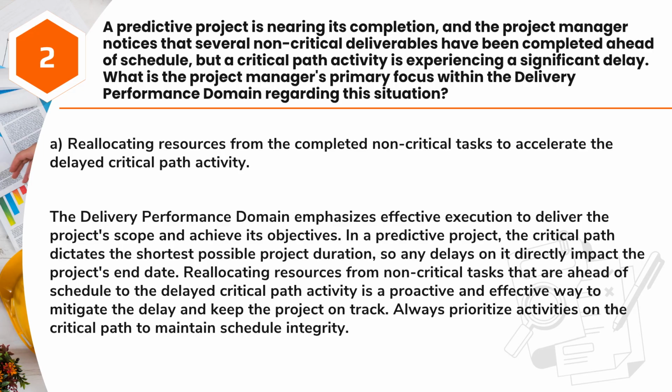Answer: A. Reallocating resources from the completed non-critical tasks to accelerate the delayed critical path activity. The delivery performance domain emphasizes effective execution to deliver the project's scope and achieve its objectives. In a predictive project, the critical path dictates the shortest possible project duration, so any delays on it directly impact the project's end date. Reallocating resources from non-critical tasks that are ahead of schedule to the delayed critical path activity is a proactive and effective way to mitigate the delay and keep the project on track. Always prioritize activities on the critical path to maintain schedule integrity.